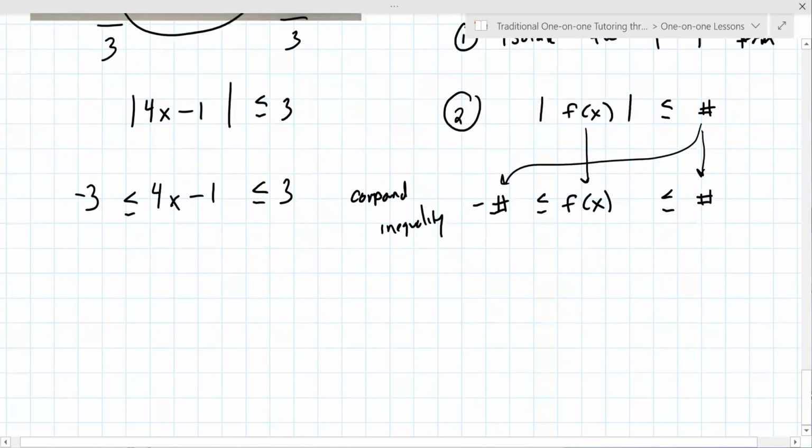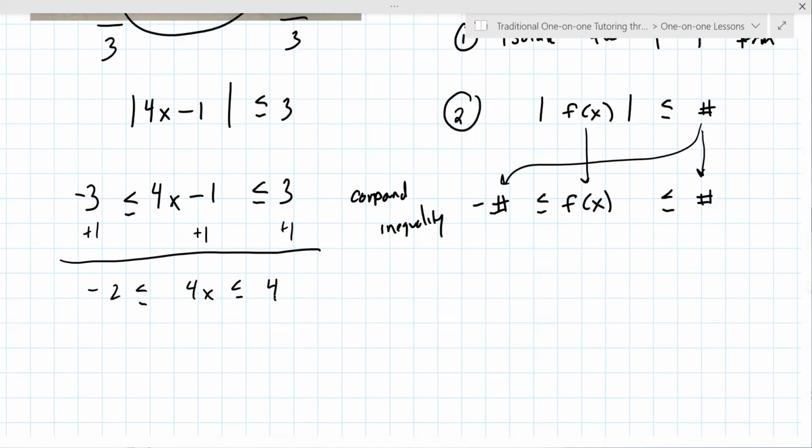Do you remember how to solve these? So you just solve it like an equation. So you would add the 1 to both sides. Yes, there are multiple sides here, which is a little bit different. Okay, and then do you remember what to do from here? And then just divide by 4 so that x is by itself.